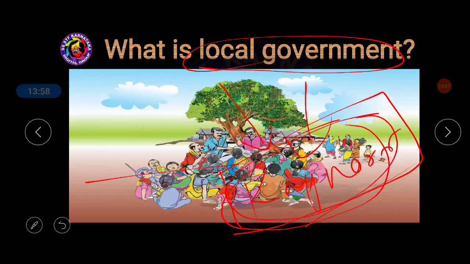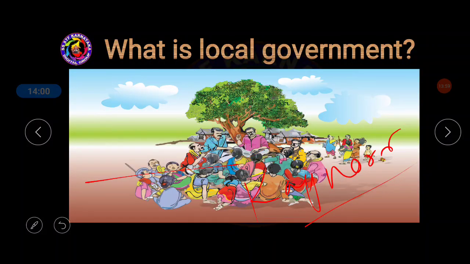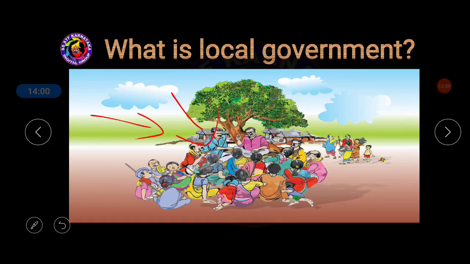Now let us go to another. Here is the clear picture, you can understand. A discussion is going on. The people who are sitting under the tree are related to that village. This kind of discussion and deliberation takes place, and they try to understand the problem and what kind of remedies they can take to resolve it. This kind of system is called a local self-government.